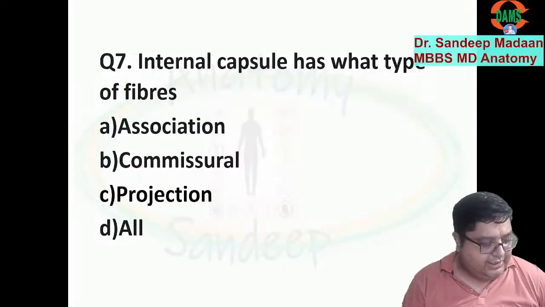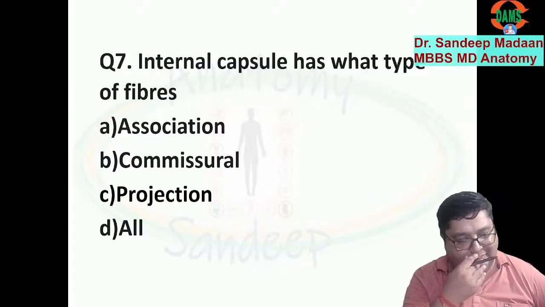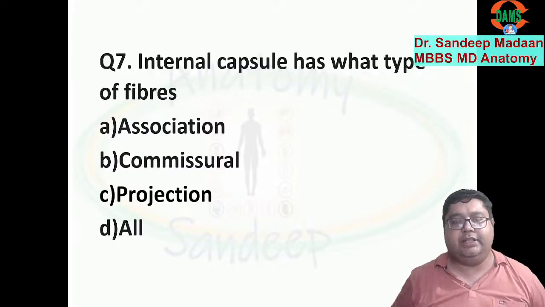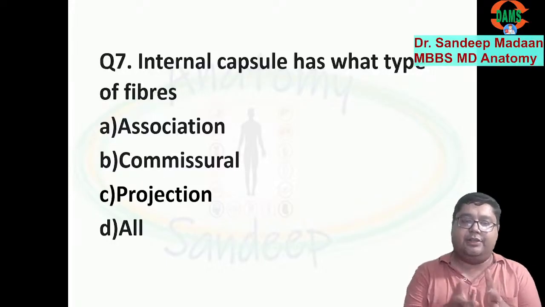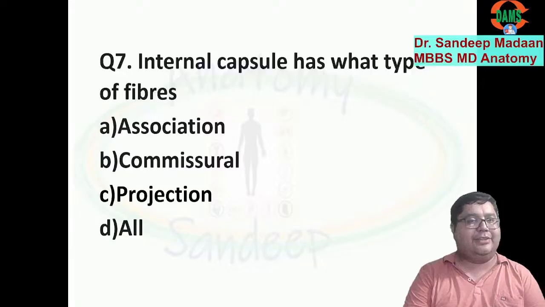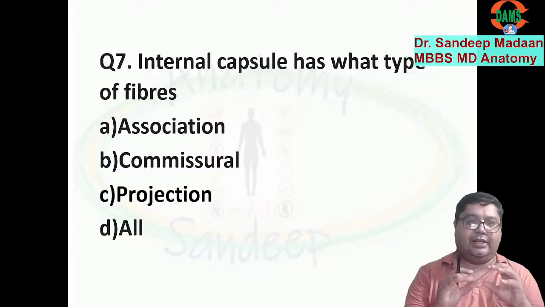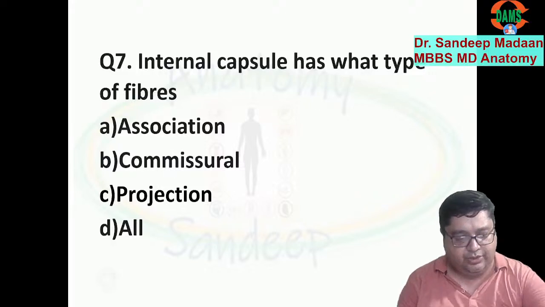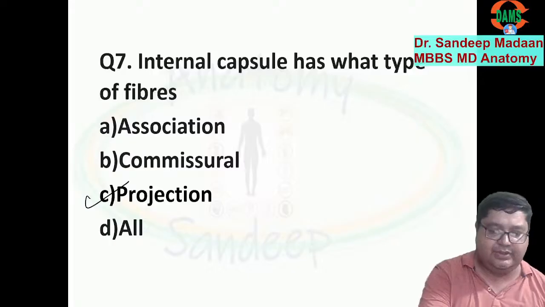Now this question, beta: internal capsule has what type of fibers? What will be your answer? Internal capsule, we know, is nothing but the condensation of ascending and descending tracts. Those tracts are coming from below the cortex and they are going to connect the areas within the cortex. So that's why it belongs to the projection fiber. Answer will be C. Why?